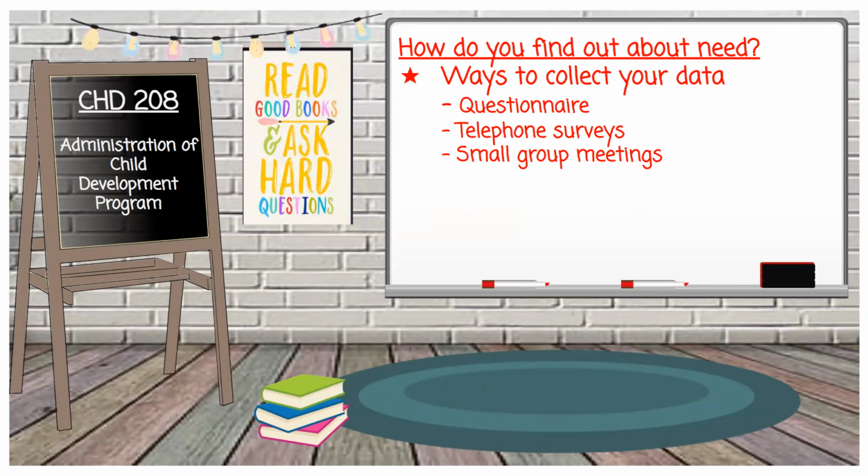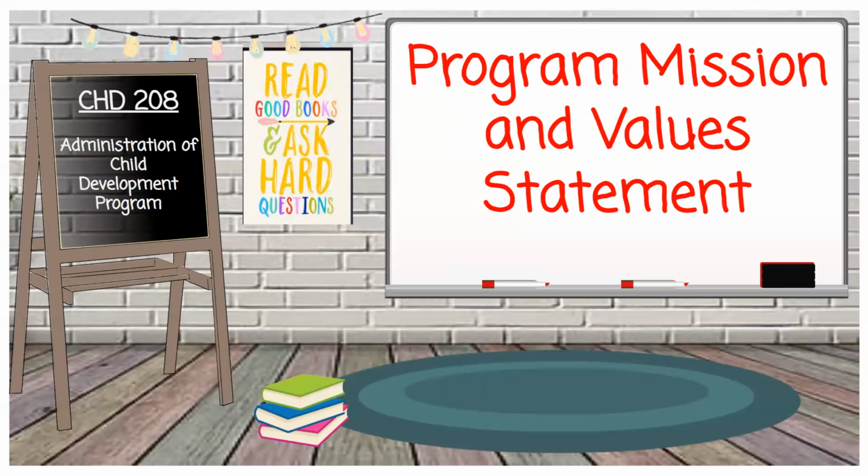Another way, small group meetings. I actually think this is a great way to do it. It's informal. You can hold those meetings with families that have expressed an interest in your program, and you can get the information that you need that way. This is a great way when you already have a very good idea of who your target audience is, okay, or who your potential client population may be.